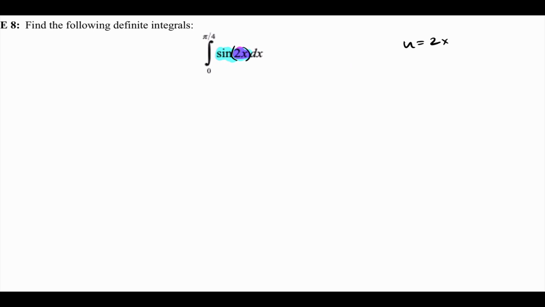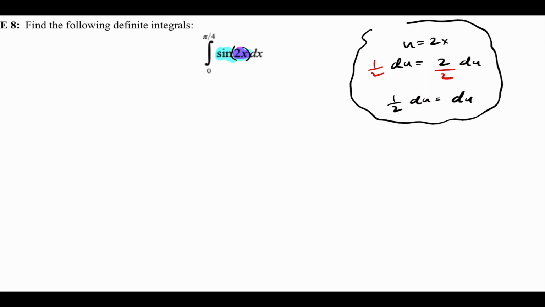u equals 2x, du equals 2 dx. Okay. Here's my u. Plug it in. What do we got? Sine of u times, and then I'm going to put the 1/2 in the front. I'm just going to skip that step and put the 1/2 in the front.